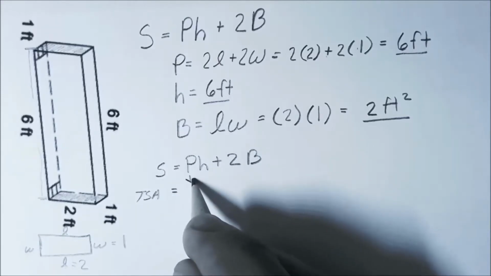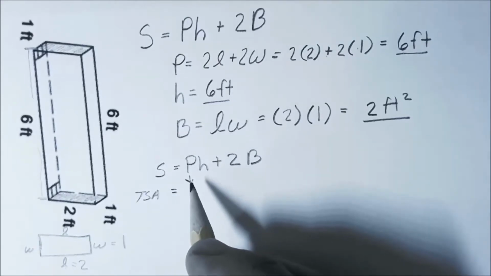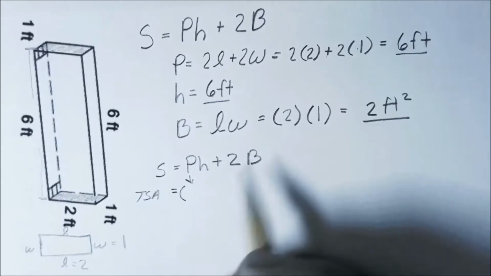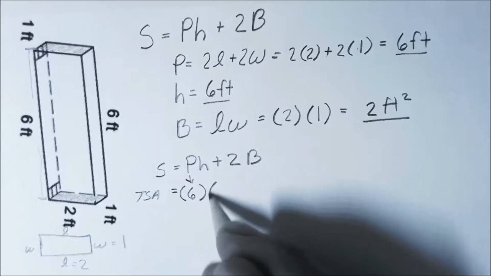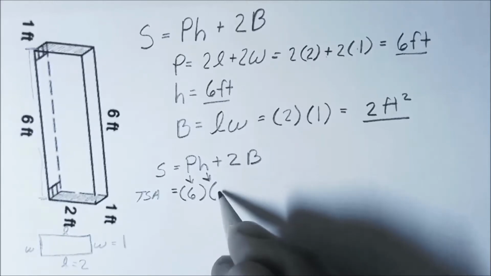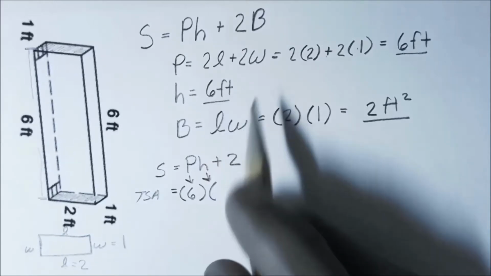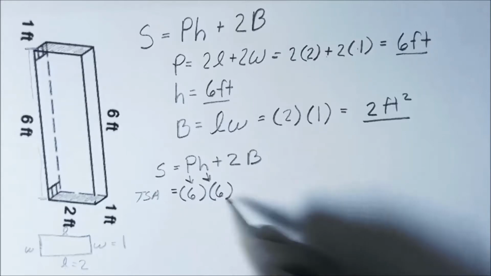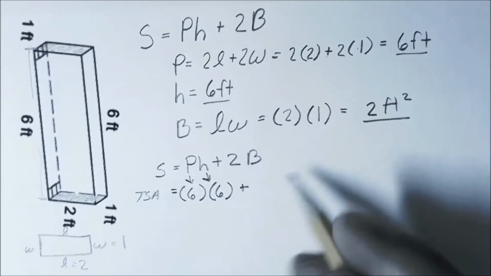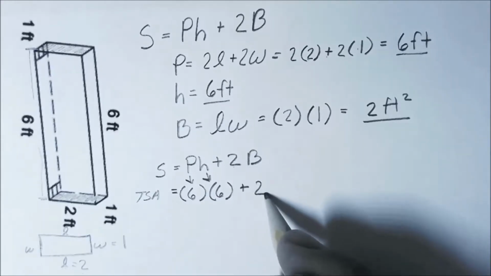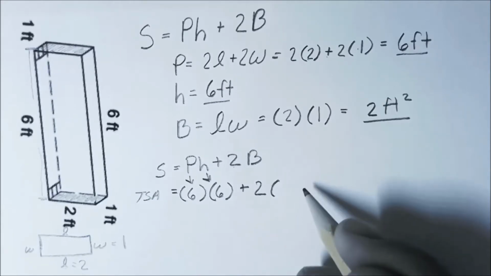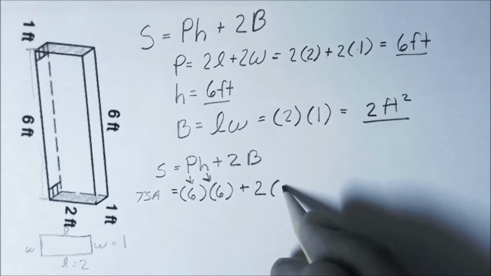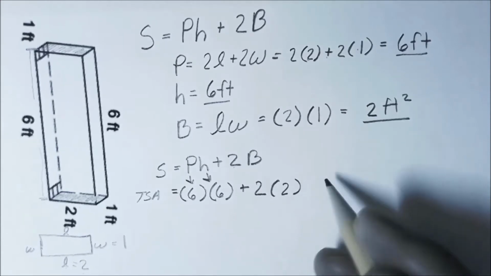So for P, I'm going to plug in my number. So P is 6 foot. So I'm going to put 6. My H, which is right here, is going to be 6 foot. Then I'm going to have plus 2, so I'm just going to bring down my 2, my coefficient for my variable B, and then I'm going to plug in my B, which is 2 feet squared. So I'm going to put another 2.